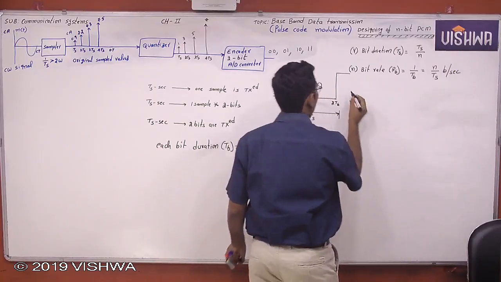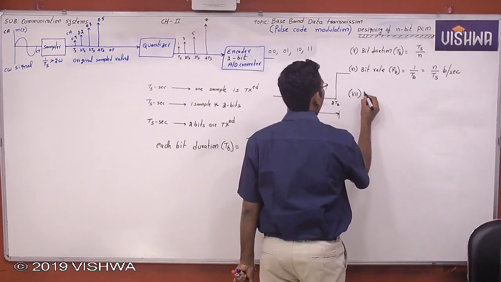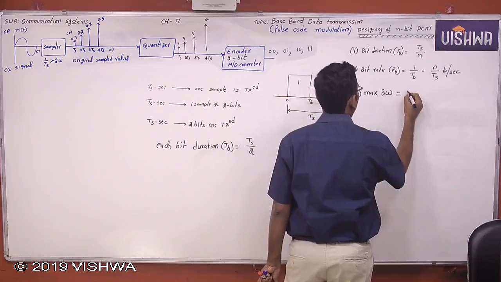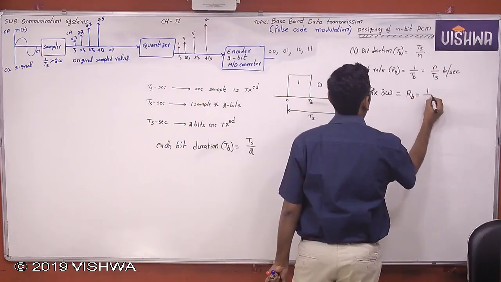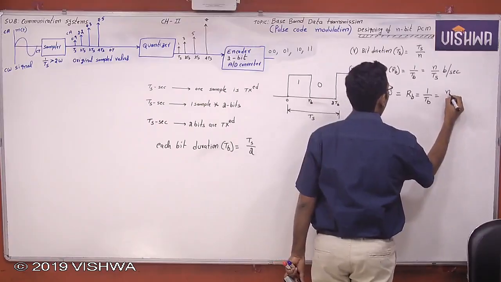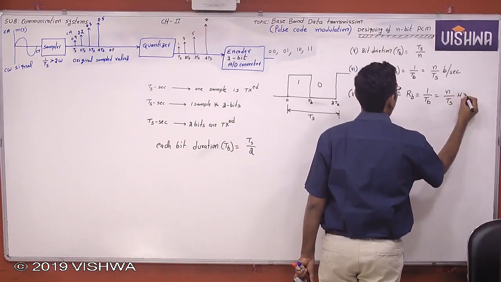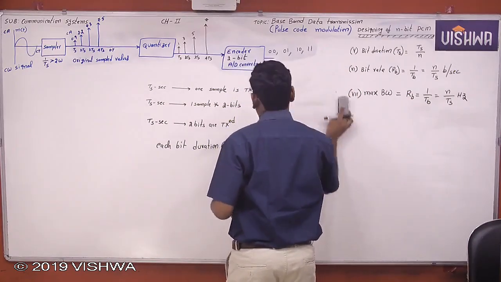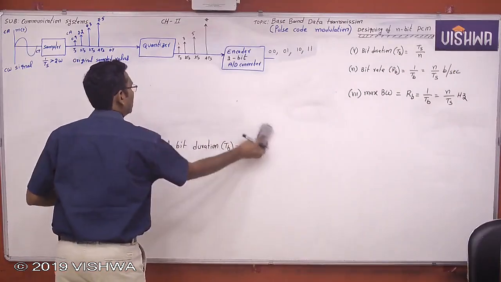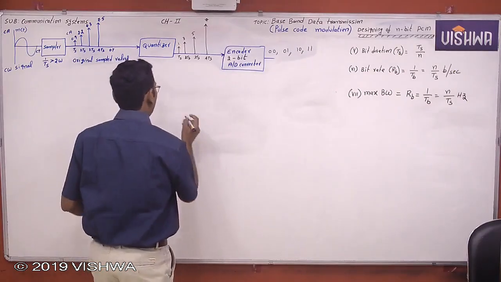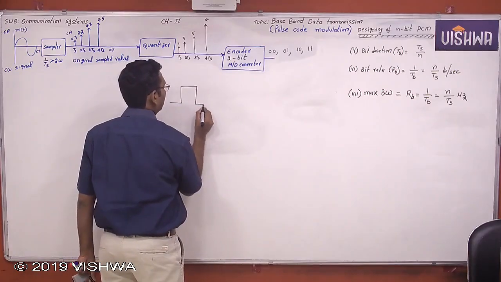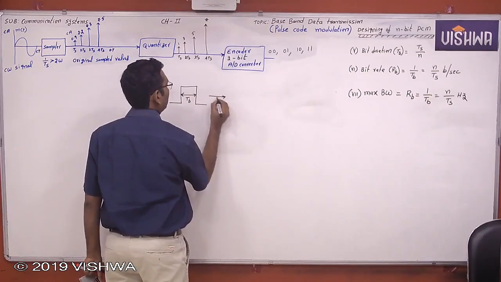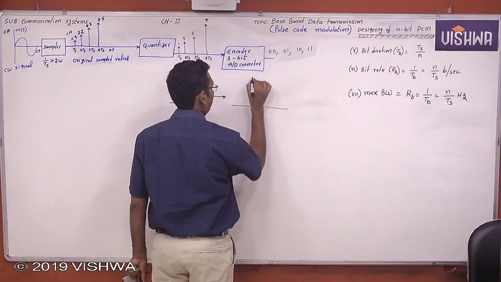And the maximum bandwidth, which is equal to RB itself, which is equal to 1 by TB, which is equal to n by TS hertz. Why is it called the maximum bandwidth? Because with a minimum bit duration of TB, what is the bandwidth? It is inversely proportional to pulse width.